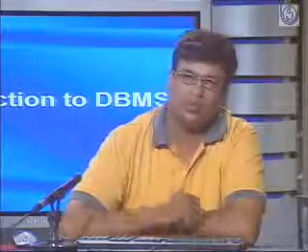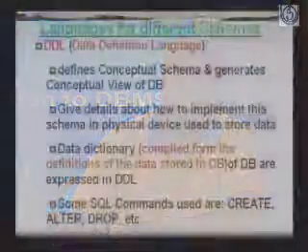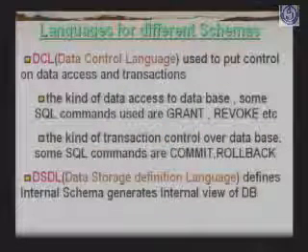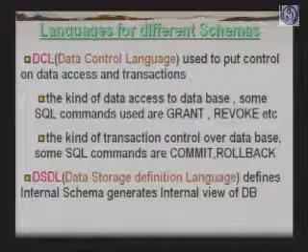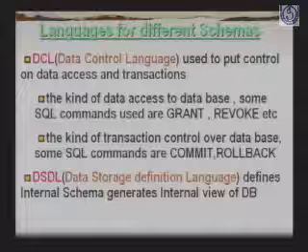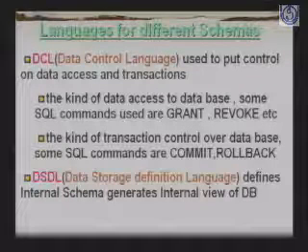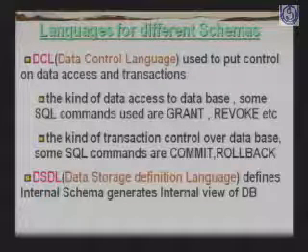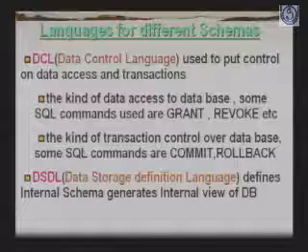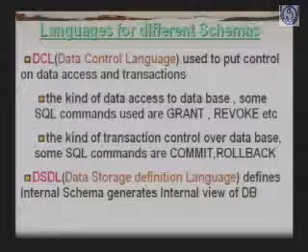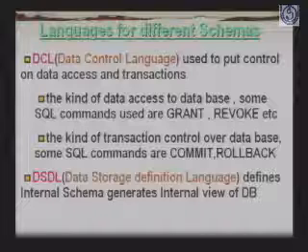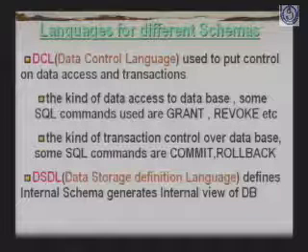So let me come to the languages again. Please show the slide. There are again data control languages, because when you are going to incorporate transactions, the data is to be controlled. There are two types of controls, the access control and the transaction control. The general commands used for data access are grant and revoke, and for transaction control the commands are commit and rollback.